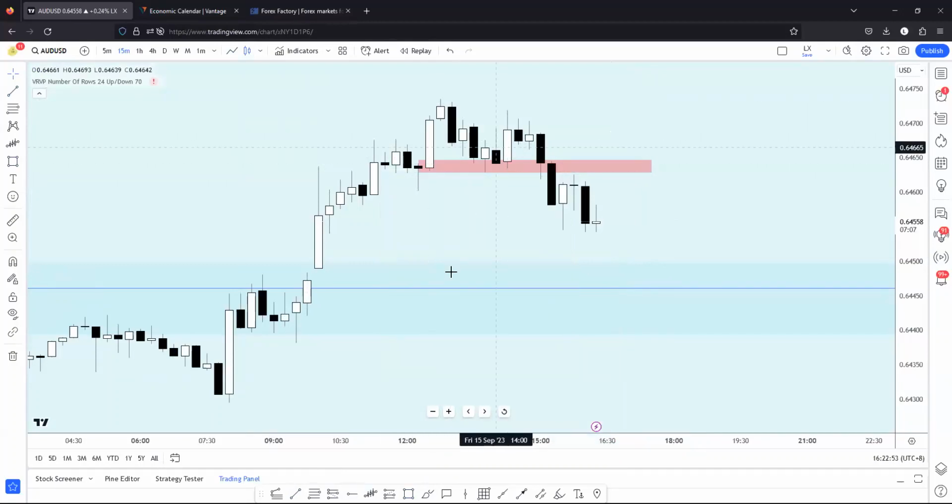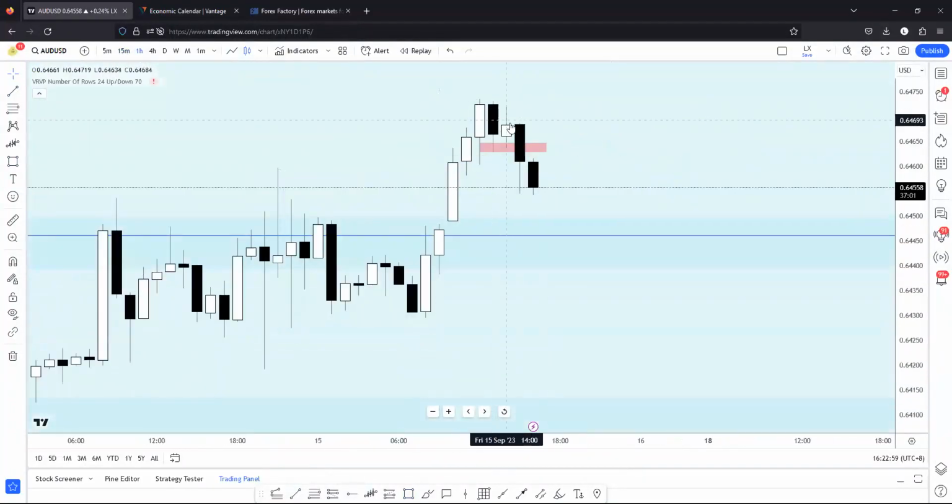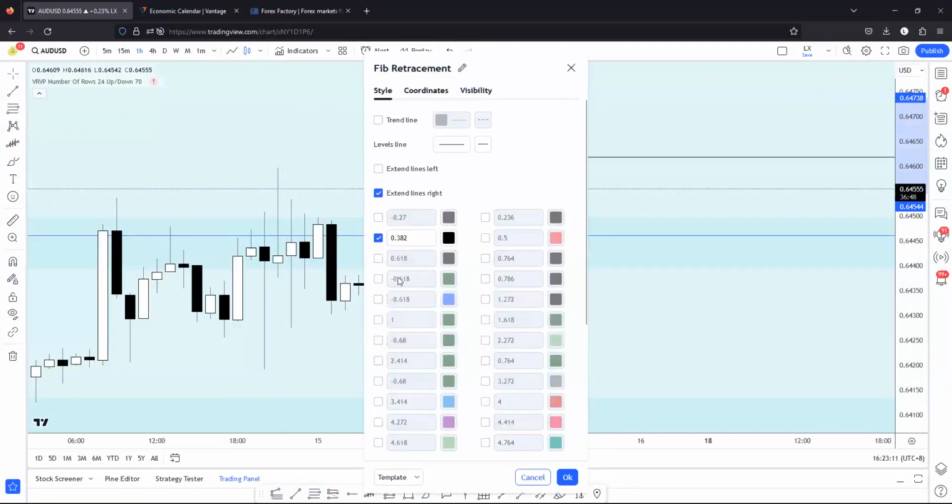Right? So this region, this is the pullback leg that we have. Within this move, what we can also do is identify when price does a pullback into this region. This is the highest point, this is the lowest point. So if price does a pullback from here, we can take a retracement of this move from high to low. You can see the 50%.